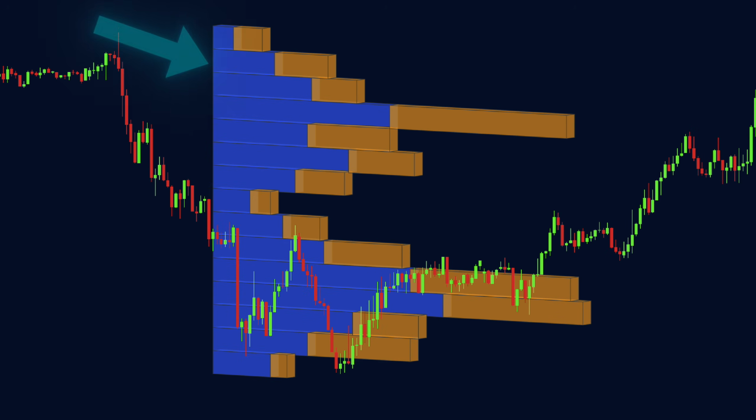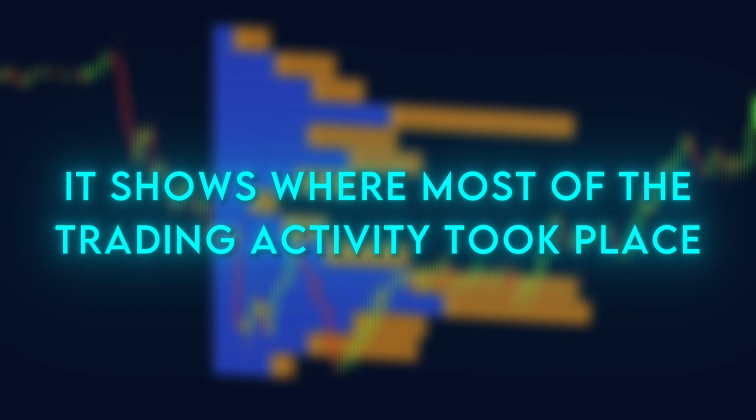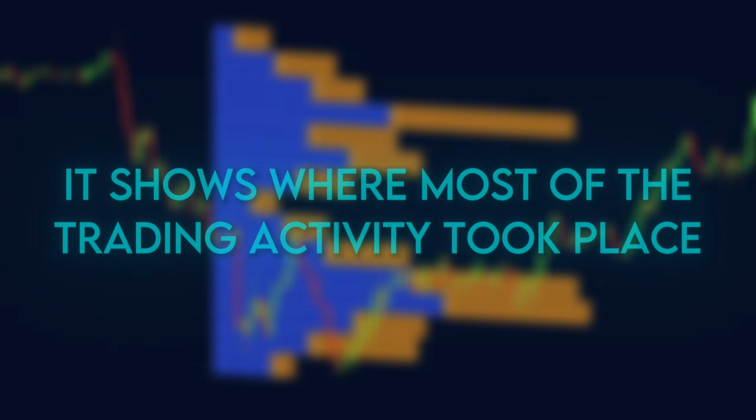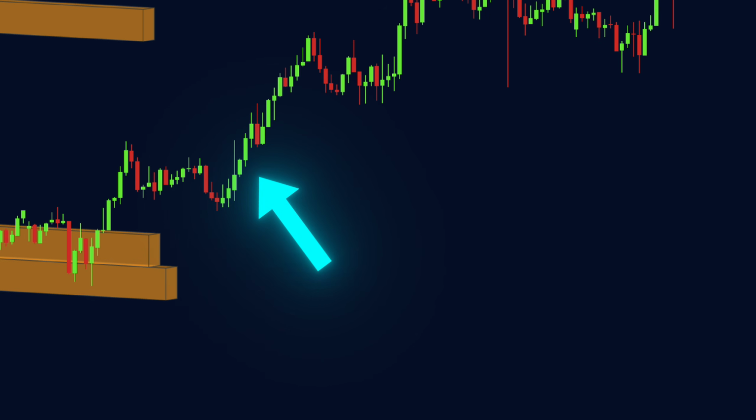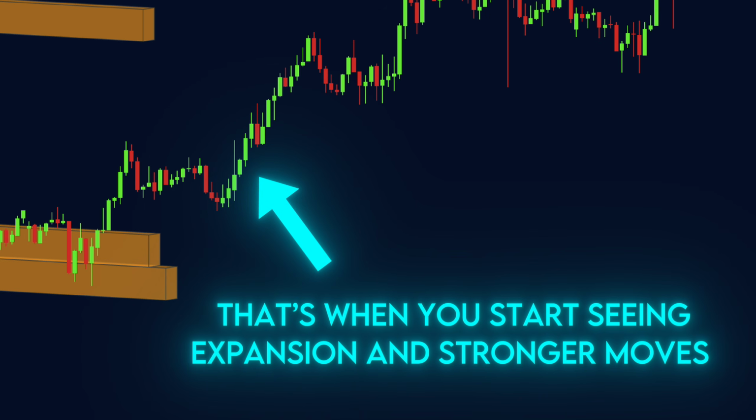You may also see a surrounding range that captures the majority of the volume. This is known as the value area. It shows where most of the trading activity took place. When price is inside this area, the market is usually balanced. When price moves outside of it, that's when you start seeing expansion and stronger moves.